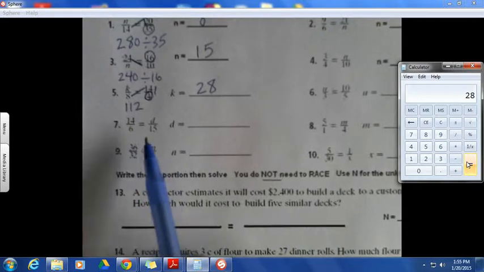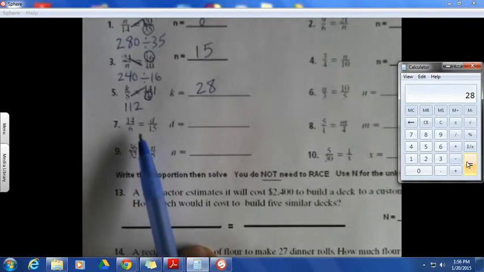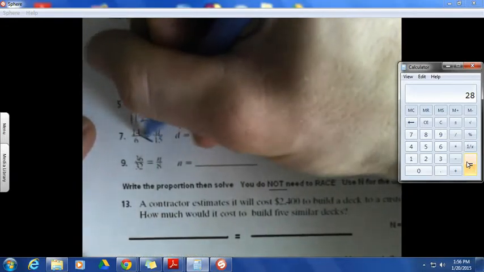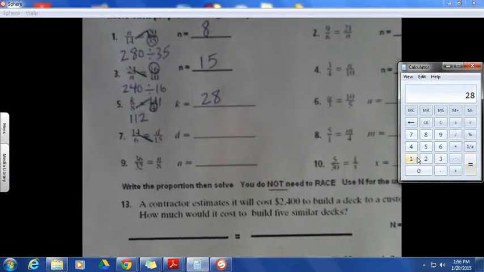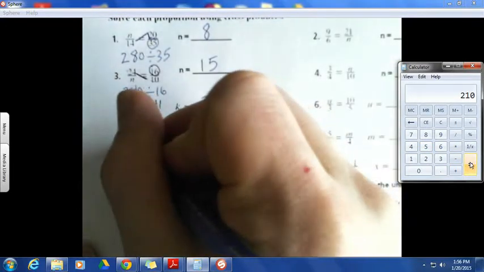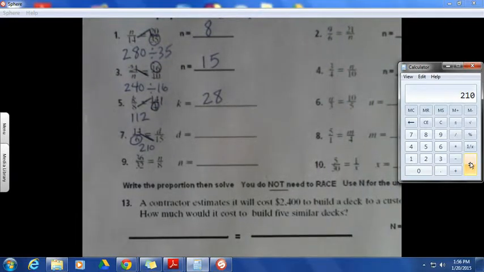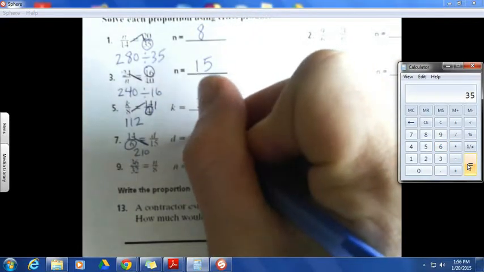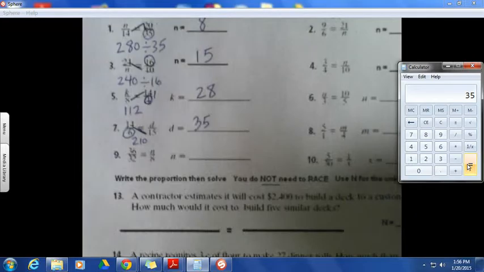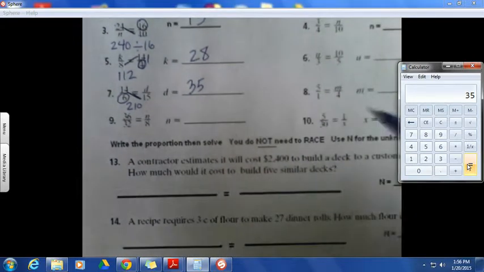Alright, number 7. First thing, step 1, I'm going to find my diagonal numbers. So in this case it's 14 and 15. So I'm going to multiply my diagonals. 14 times 15 equals 210. Step 2, divide by leftover. So my leftover is 6, so I will divide by 6 and I get 35. 210 divided by 6 is 35. So D equals 35. Number 9, last one.